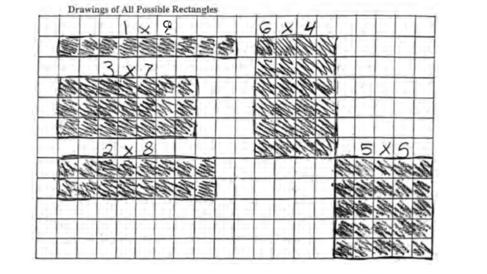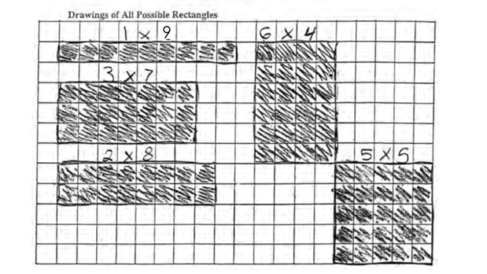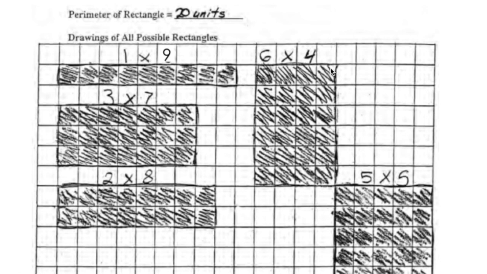9 plus 9, 18 plus 1, 19 plus 1 is 20. You can go through and double check. 6 plus 6 is 12, plus 4 plus 4 is 8, 12 plus 8 is 20. So I've exhausted all of the rectangles that can be made from 20 units. I only have 20 units of fencing. Each unit can be separate.